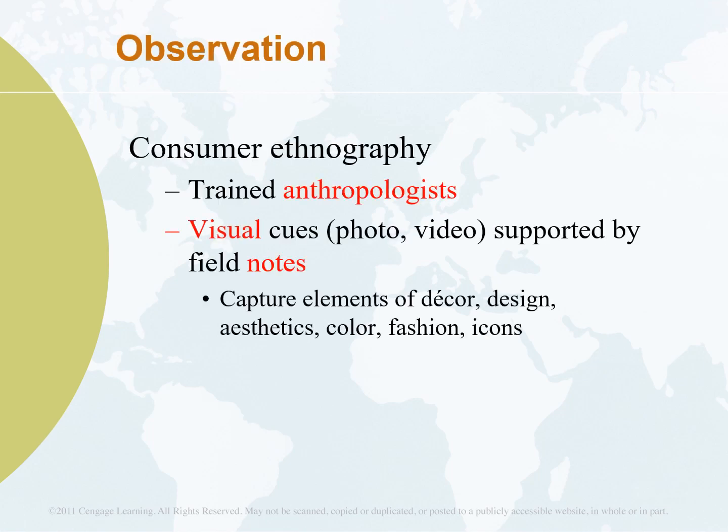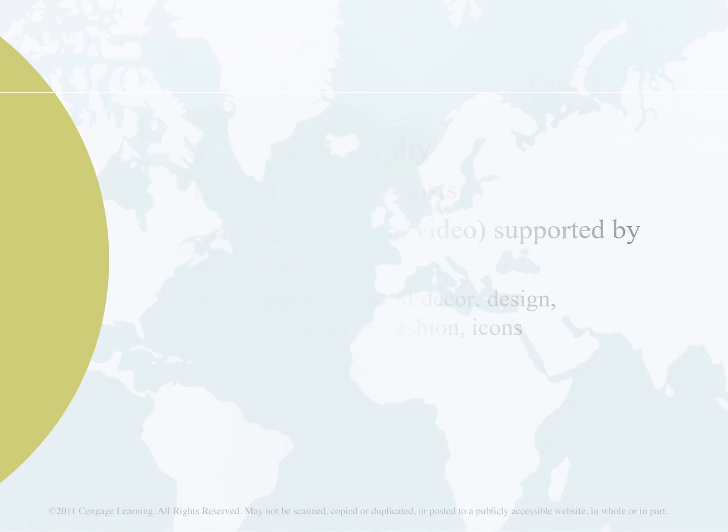For observation, we use consumer ethnography, a theory of consumer ethnography, to do the observation. You may have to use trained anthropologists to do that. You may have to use visual cues like photos and video, supported by field notes. Take notes, take videos, take short photos and pictures. You need to capture the elements of decor, design, aesthetics, color, fashion, and icons in your study.